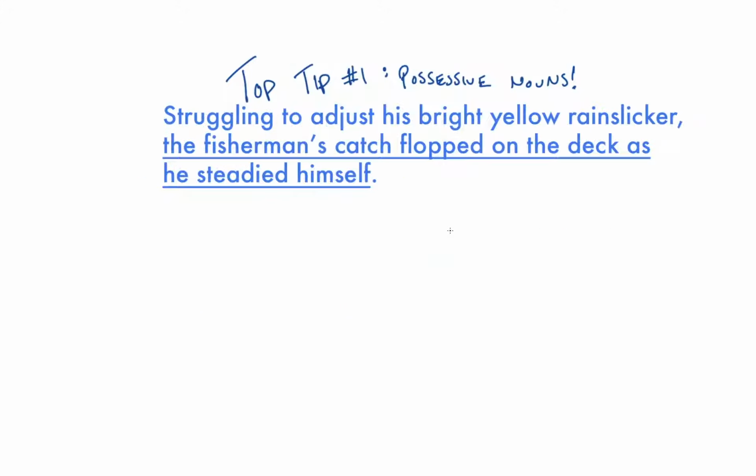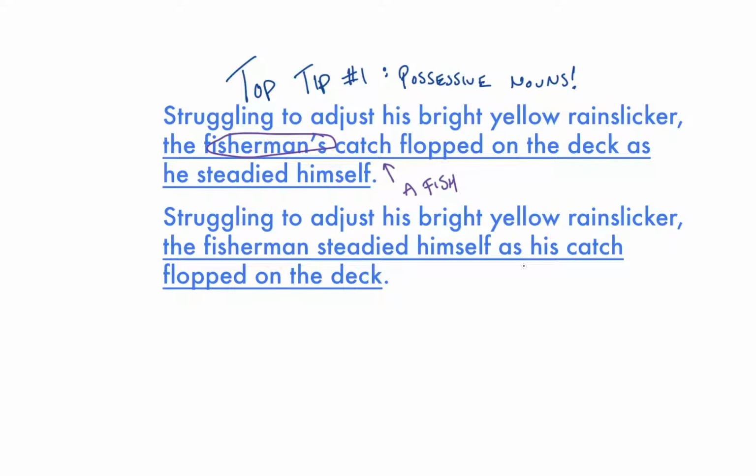Top tip number 1, look out for possessive nouns. Struggling to adjust his bright yellow rain slicker, the fisherman's catch flopped on the deck as he steadied himself. You see, fisherman's is being possessive there. It's behaving like an adjective. The first noun next to the modifying phrase, struggling to adjust his bright yellow rain slicker, is actually catch, which is to say, a fish. And that's illogical. It doesn't seem likely that a fish would be wearing a bright yellow rain slicker. We want to rearrange the sentence so it's about the fisherman, like so. Struggling to adjust his bright yellow rain slicker, the fisherman steadied himself as his catch flopped on the deck.